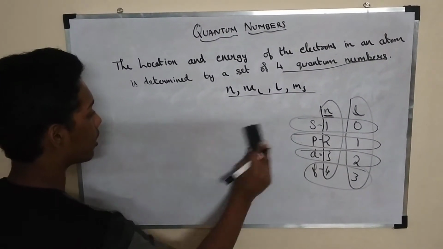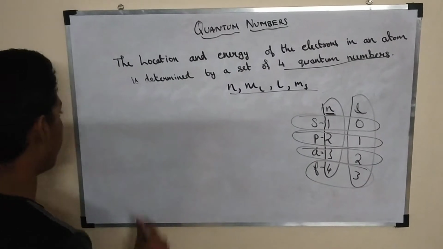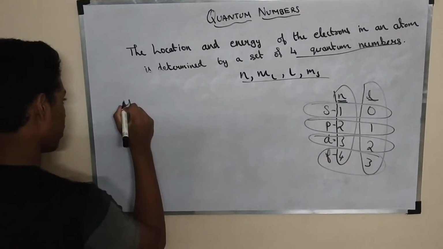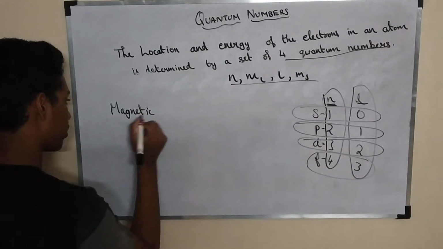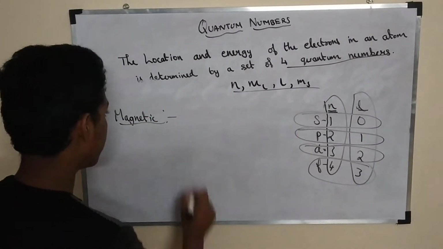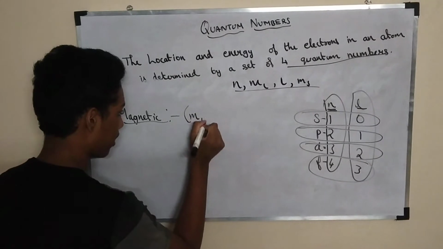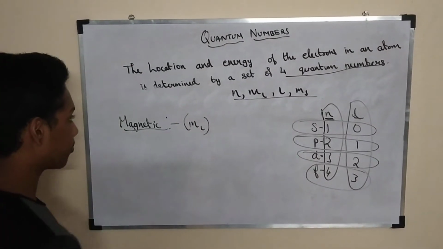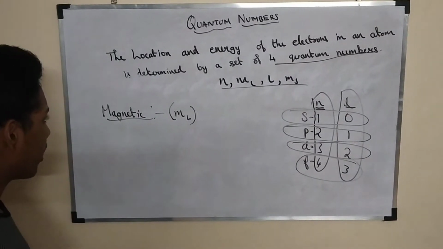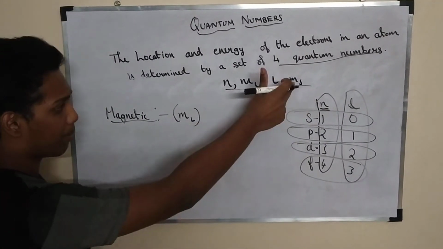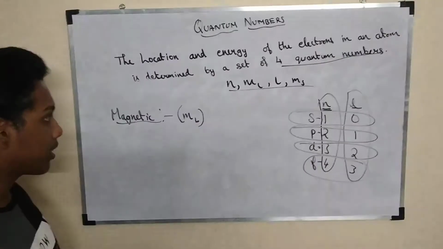Now let's move on to the third quantum number, which is M sub L, the magnetic quantum number. It is denoted by M sub L. That's what we call it. Now, M sub L as well as Ms, which is the spin, are both easy things, right?